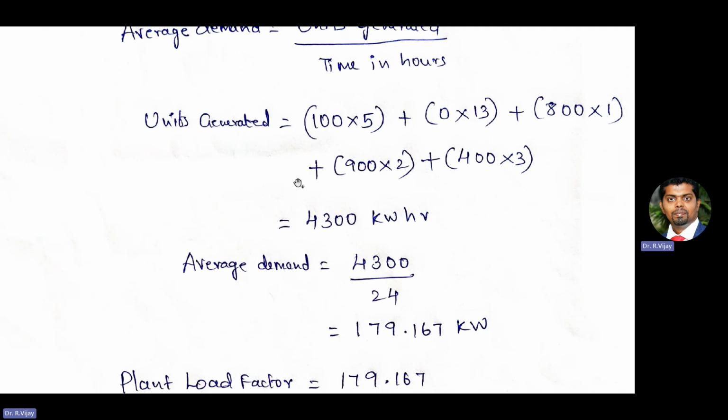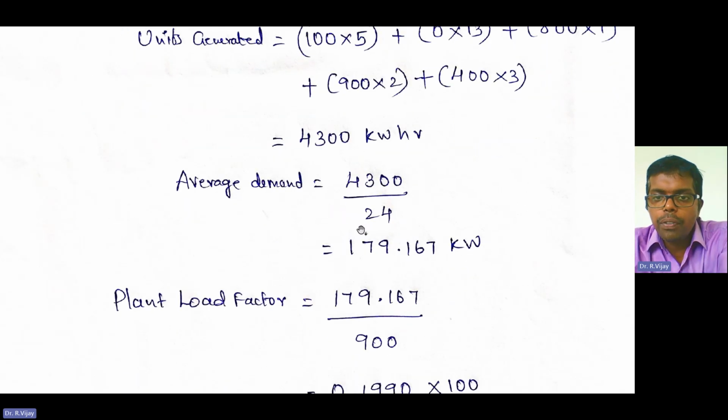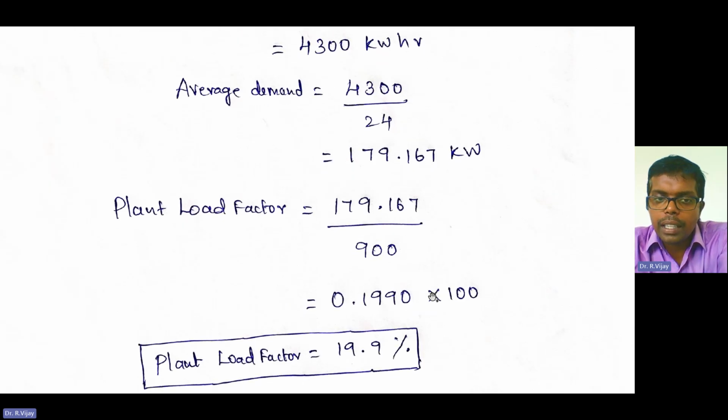So average demand is equal to 4,300 kilowatt hours divided by 24, and you'll get 179.167 kilowatt. Next, what is the plant load factor? Average demand divided by maximum demand: the average demand we got, divided by the maximum demand, that is 900 kilowatt. If you solve it, into 100, because plant load factor is in percentage, you'll get 19.9 percent.